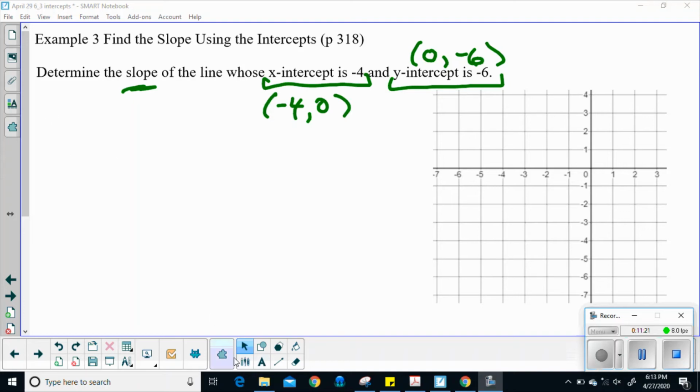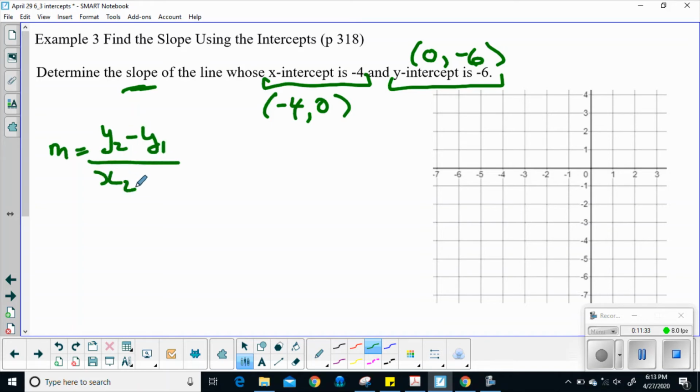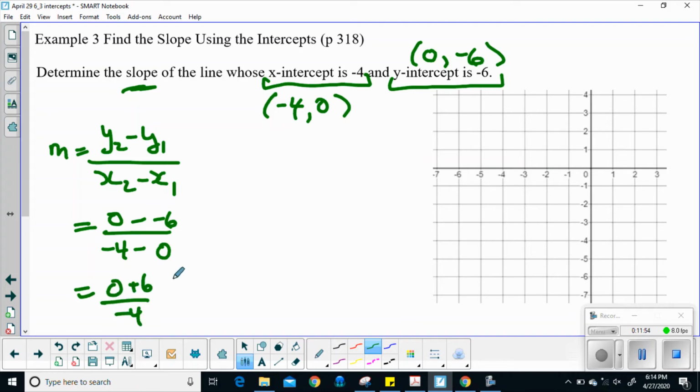So to figure out our slope, let's use our slope formula where m equals y2 minus y1 over x2 minus x1. And because I used to always get these backwards, I'm going to start with one point. So there's my y value, there's my x value, minus, there's my y value and my x value. So let's simplify that. That becomes 0 plus 6 over negative 4. So that equals negative 6 over 4. Final answer, let's reduce that fraction. M equals negative 3 over 2.